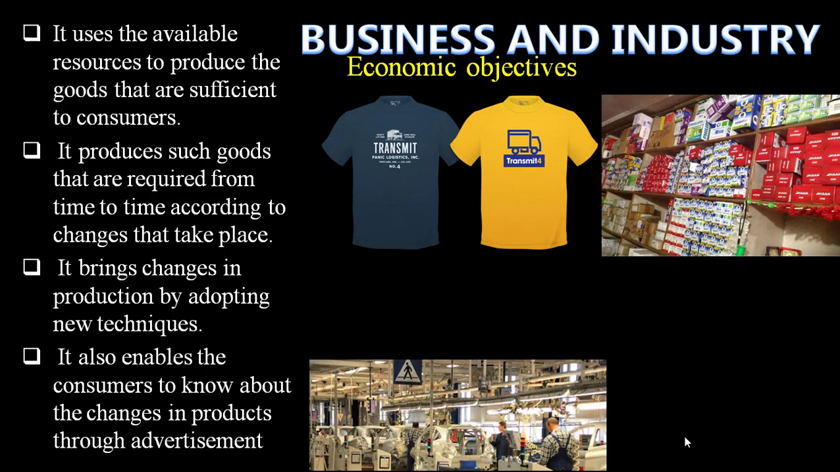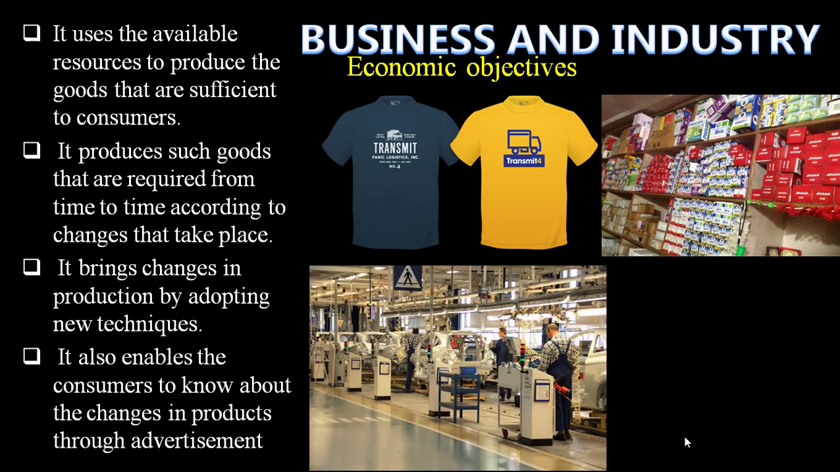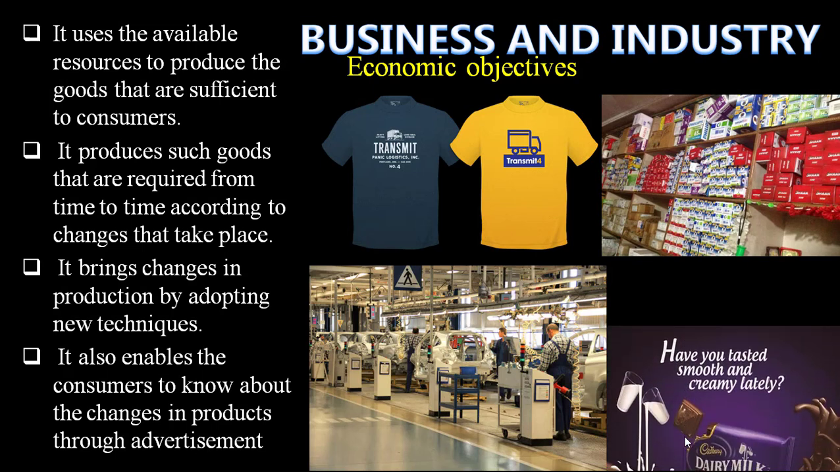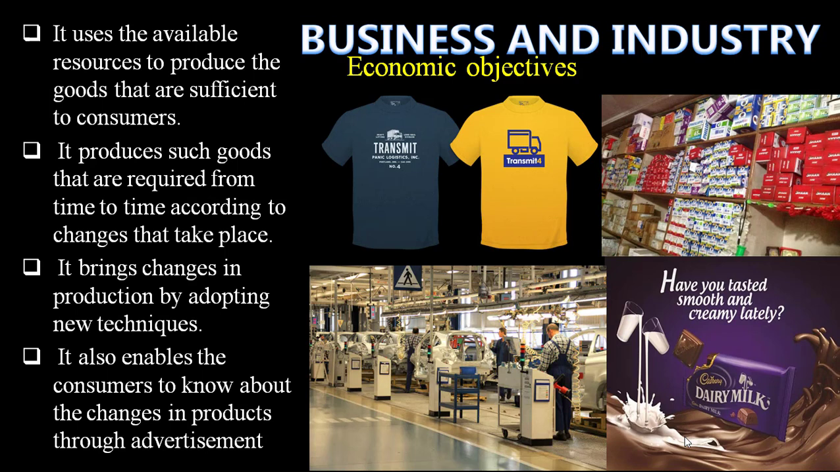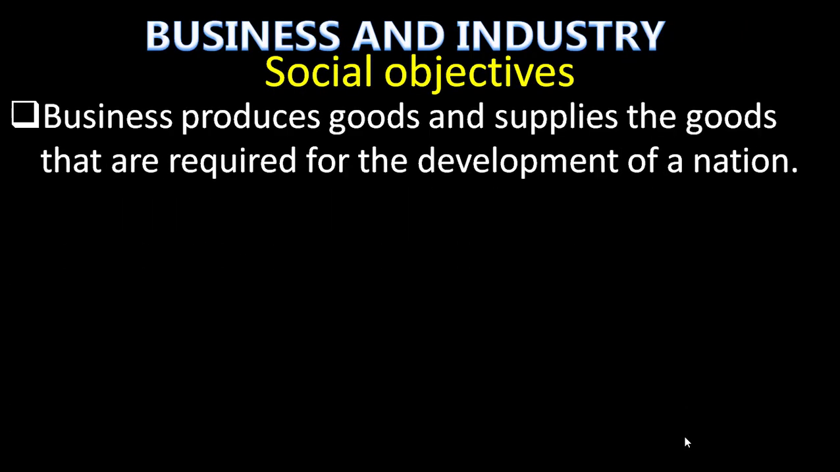It brings changes in production by adopting new technologies. As science and technology develop, production also gets a lot of changes. It also enables the consumers to know about the changes in products through advertisements. So newly available products in the market, the consumers get to know with the help of advertisements. So these are the concepts we can say as economic objectives. Let's come to the social objectives.